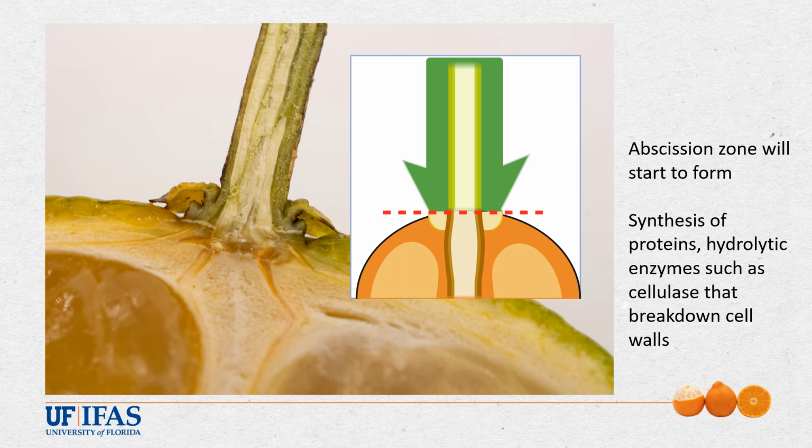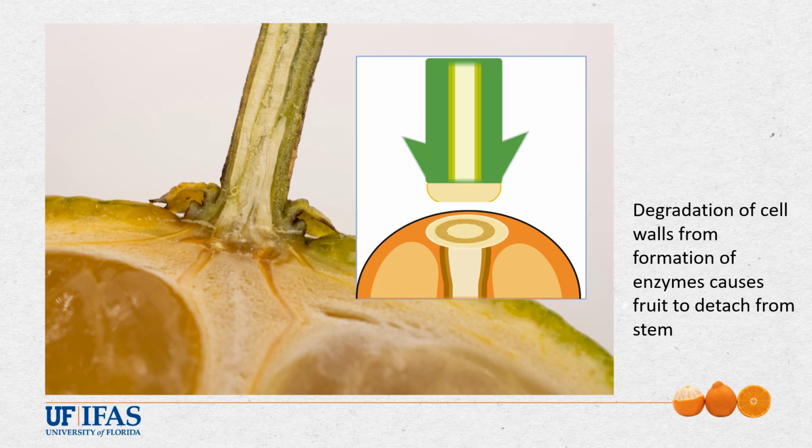The formation of the abscission zone includes physiological processes such as the synthesis of proteins, hydrolytic enzymes such as cellulase, which break down the cell walls in the abscission zone in order to start separating the fruit from the tree. After enough degradation of the cell walls happens and increases in sensitivity to ethylene production, the fruit will eventually detach from the stem.